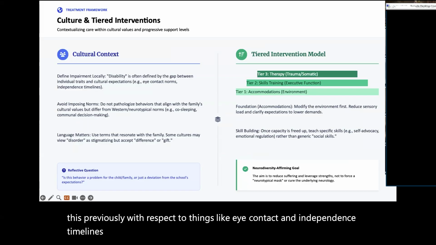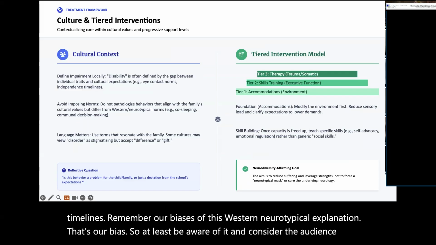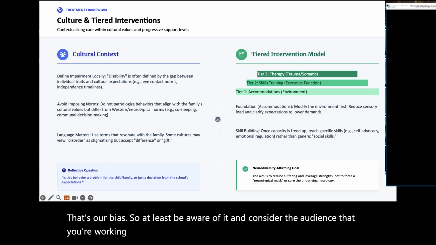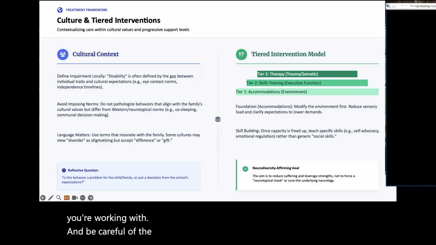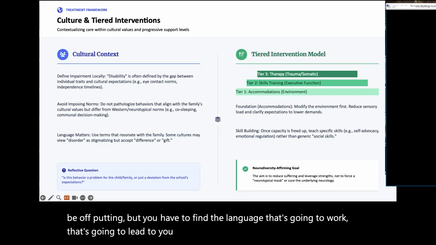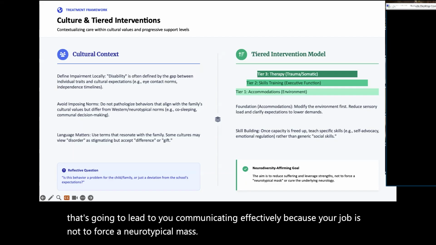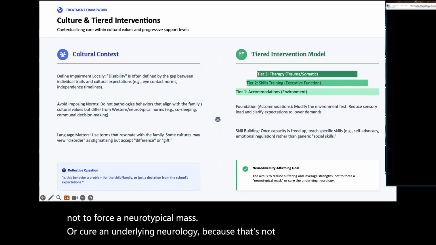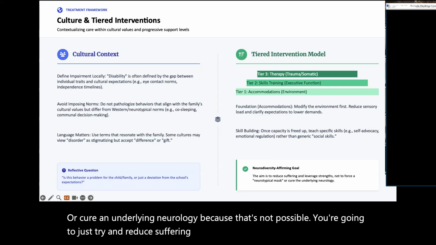Remember, our bias is this Western neurotypical explanation. That's our bias. So at least be aware of it and consider the audience that you're working with. And be careful of the language, because words like disorder and the like may be off-putting, but you have to find the language that's going to lead to you communicating effectively, because your job is not to force a neurotypical mask or cure an underlying neurology, because that's not possible. You're going to just try and reduce suffering and maximize their ability to function in a culturally aligned way.